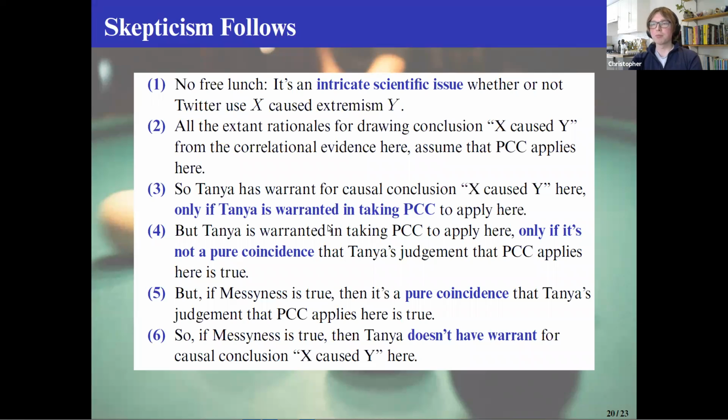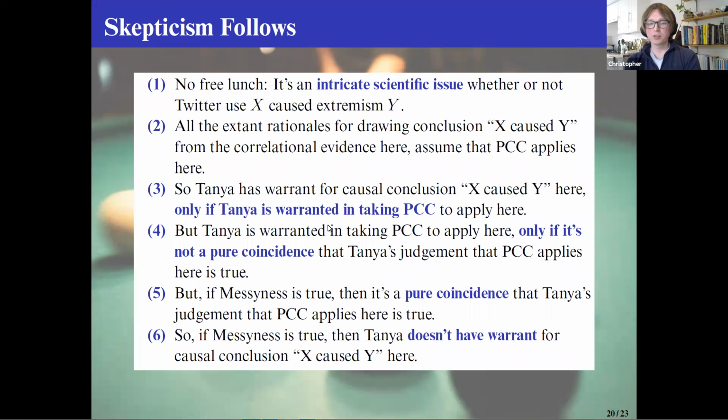Or if you're doing something like causal modeling in the style of Judea Pearl, depicting causes on these Bayesian nets, these causal graphs, you're going to be applying the causal Markov principle, and that just entails the principle of the common cause. So all the existing rationales for drawing those sorts of conclusions from correlational data assume the principle of common cause applies in the case in question.